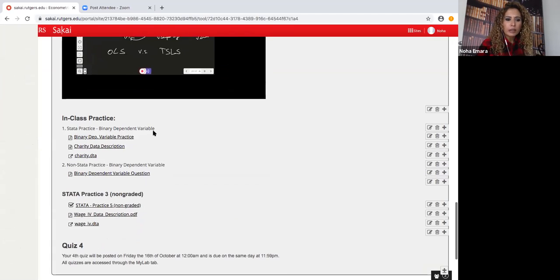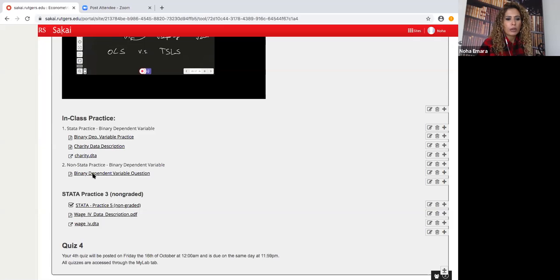Our in-class practice today is 2 parts. It's about last week's topic, binary dependent variable. I have a Stata and a non-Stata practice question for you. For the Stata part, I have already sent you the data set, which is the charity DTA. I have also an Excel form of the data, which I sent by email, because sometimes on some computers the DTA file doesn't work with Sakai. We have the data description, and here the PDF file of the questions.